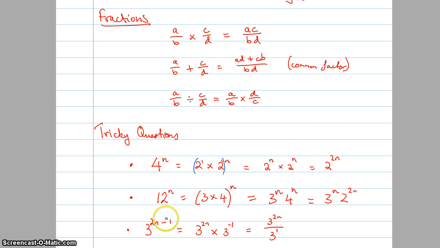Something that you probably have seen a little bit of, but there's a lot more of this in Year 12. 3 to the power of 2n minus 1, so all of it's in the power. That can be broken up into two different sections by a multiplication sign. It's 3 to the power of 2n multiplied by 3 to the power of -1, and that can also be written like that. Okay, that kind of takes care of the indices or exponential things.